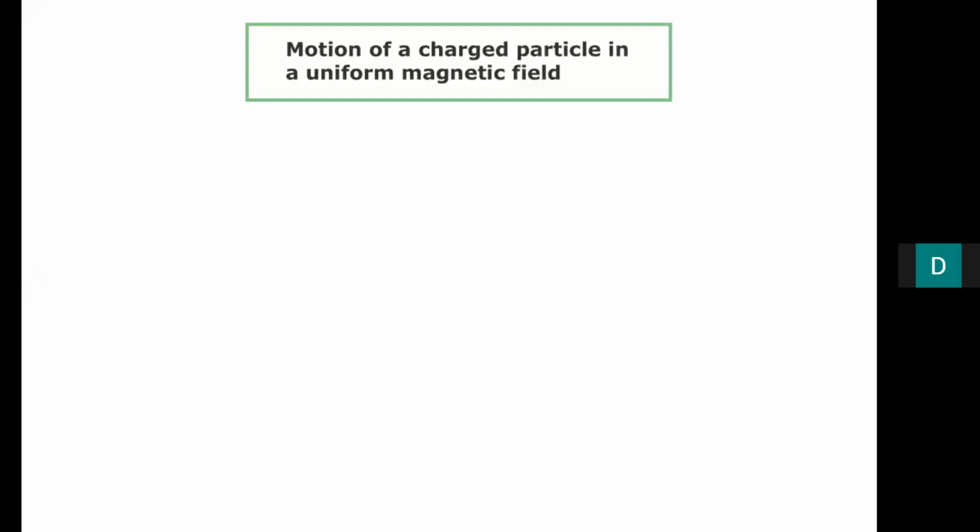Hi. So we will discuss motion of a charged particle in a uniform magnetic field. Let us assume that there is a charge Q, and this charge Q has velocity v and is under the influence of magnetic field B.